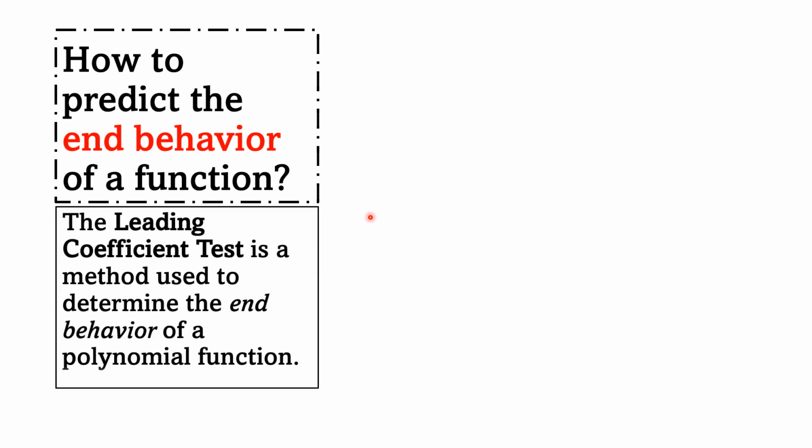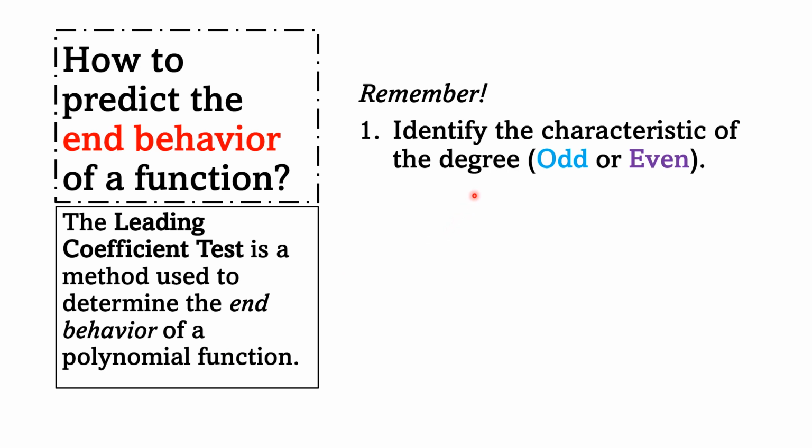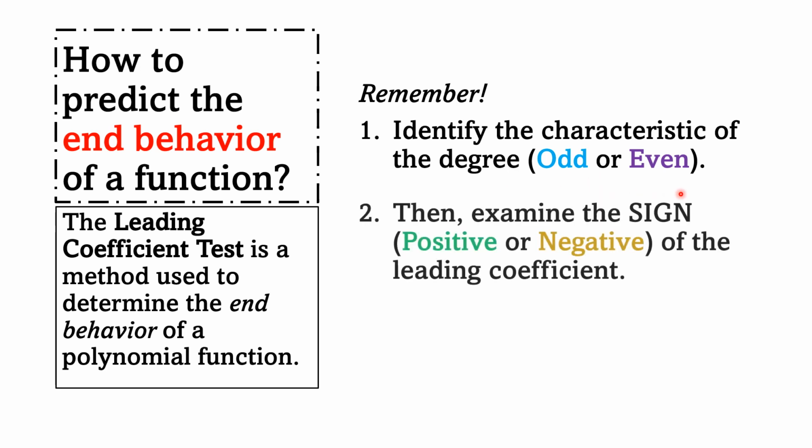How to predict the end behavior of a function. Using the leading coefficient test to determine the end behavior of a polynomial function, we should remember the following. Number 1, identify the characteristic of the degree of the function, if it is odd or even. Second, examine the sign of the leading coefficient, if it is either positive or negative.